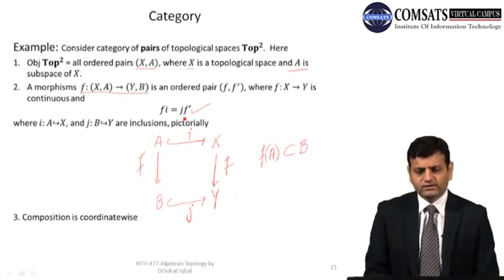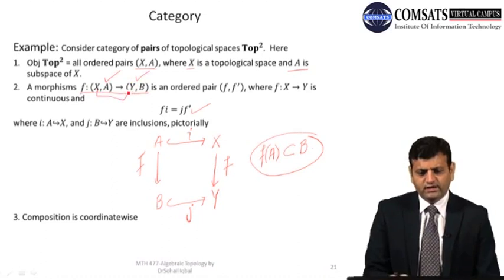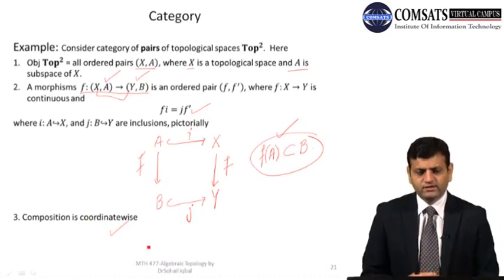So we are taking continuous functions between the topological spaces with an extra condition that f of A is contained in B. That's what it means to be a morphism between two pairs. So f is a continuous function from X to Y, and f of A is contained in B. Composition is coordinate wise. So that's how we define the three components of the category.